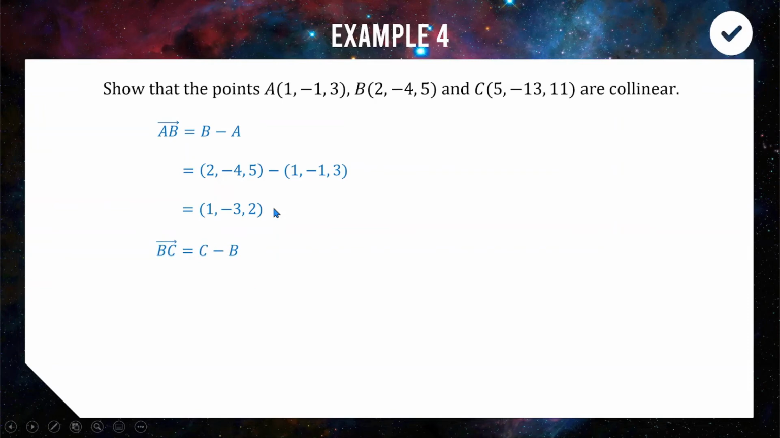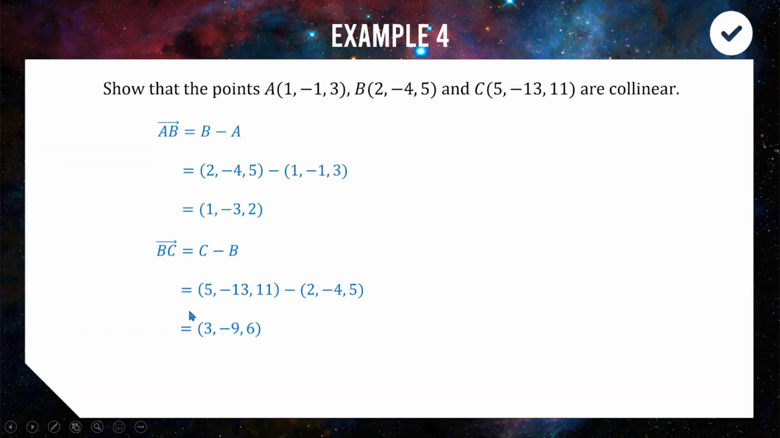Now let's have a look at vector from B to C by doing point C, take away point B. So we have 5, minus 13, and 11, take away 2, minus 4, 5. That gets us the vector 3, minus 9, and 6. All right, now if we have a look at this and have a look at this, what you're probably noticing is that vector BC is just vector AB multiplied by 3.